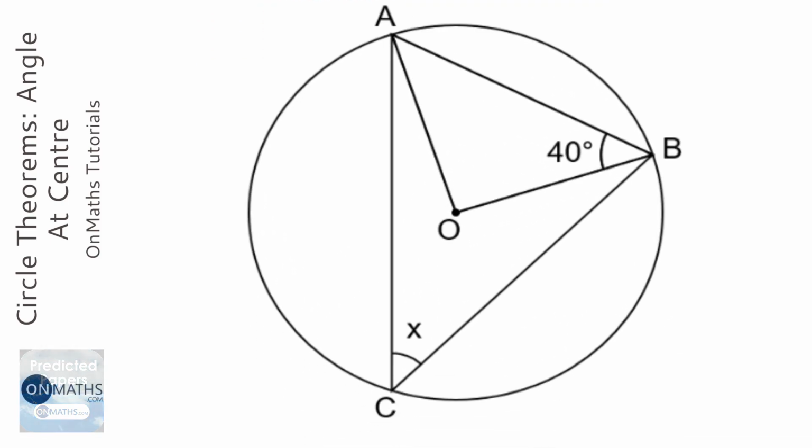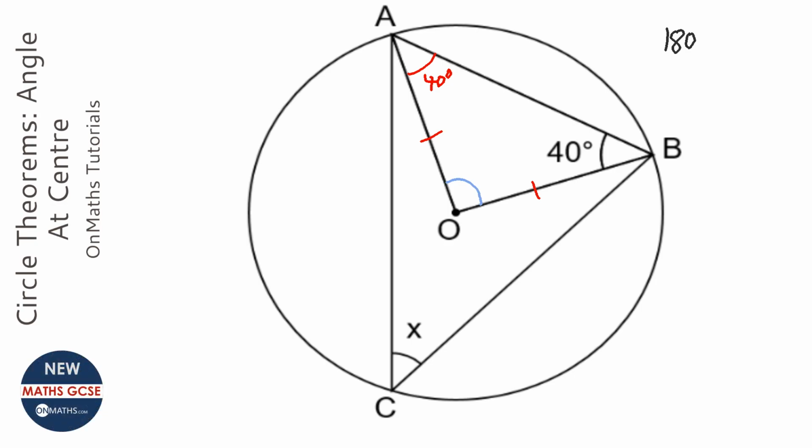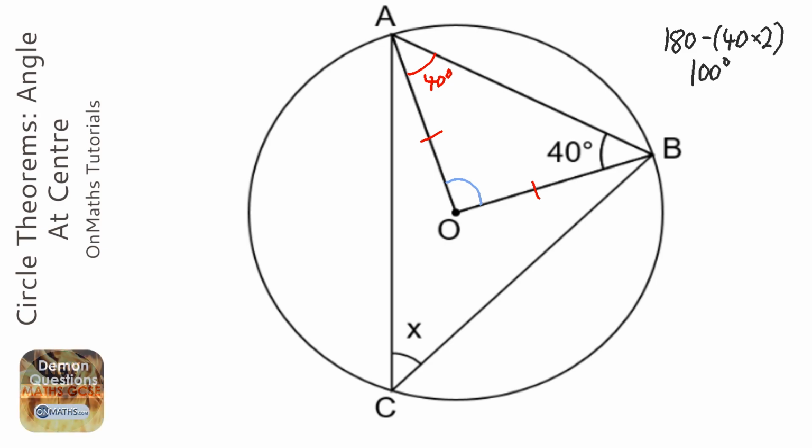Okay, with this question, I would probably start off by identifying the fact that we've got an isosceles triangle here, because they're both radii, they must be equal. Therefore, this angle here is 40 degrees, and this angle here, well, we're going to do 180, angles in a triangle, take away 40 times 2, that's going to be 100 degrees.